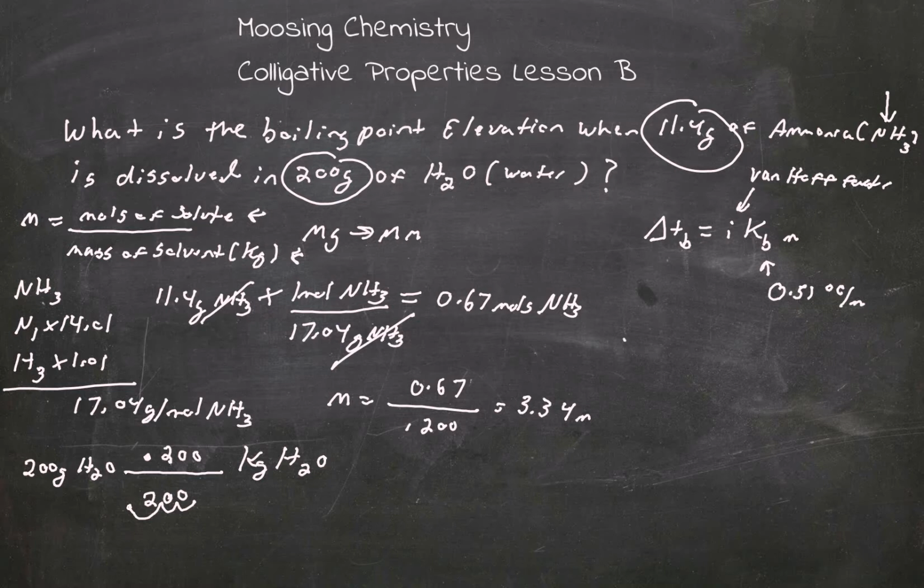So let's go ahead and fill this out. Delta TB equals, and we can just forget the van 't Hoff factor, 0.51 degrees C over m times 3.34 m. So we cancel out our m's there. And our delta TB is going to be 1.70 degrees C. So our boiling point is actually going to be raised by 1.70 degrees Celsius.